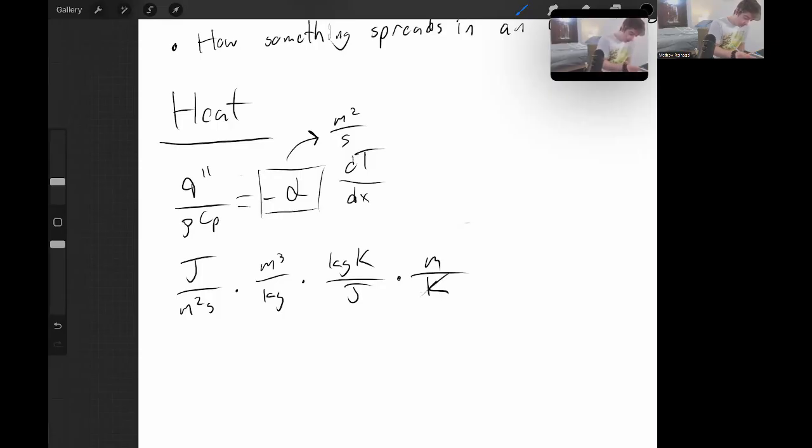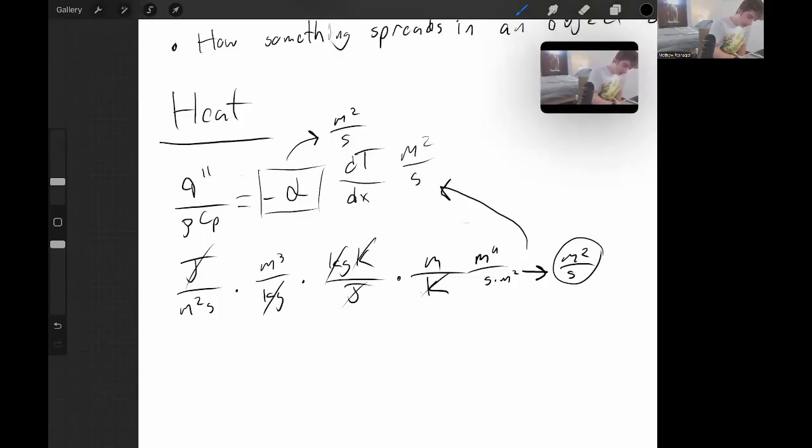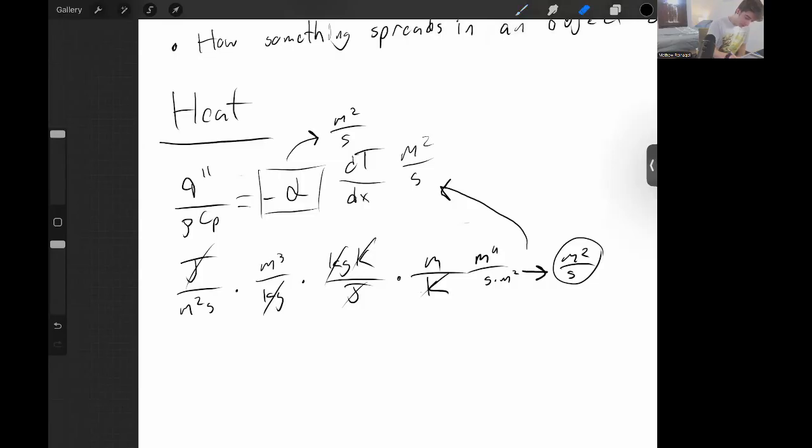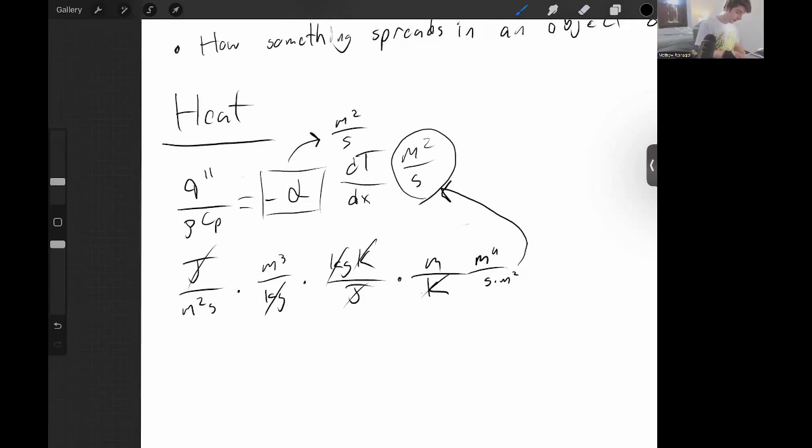So if we cancel out some units here, we have meters to the power of 4 over seconds times meters squared, or meters squared a second, which I'm going to move over here just for the sake of space. So there we go. That is how we prove it with heat.